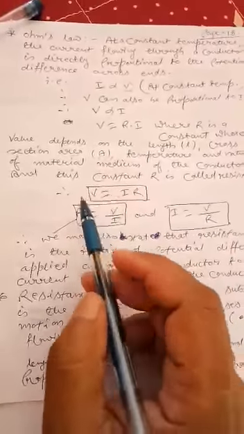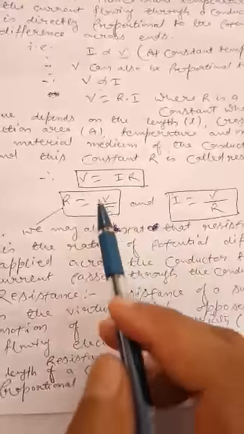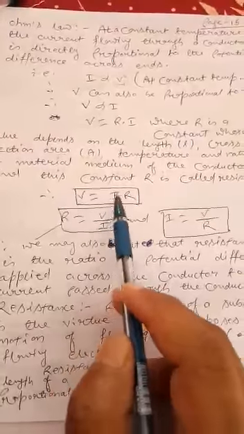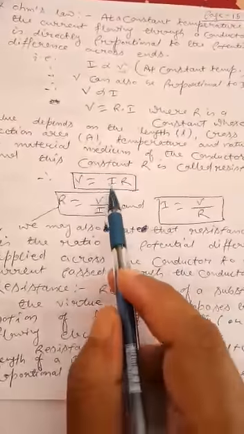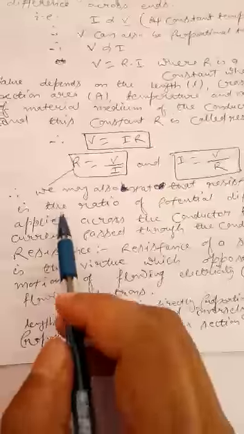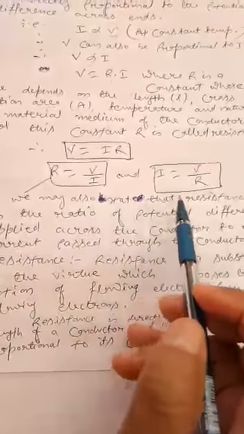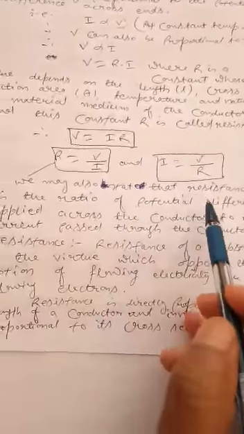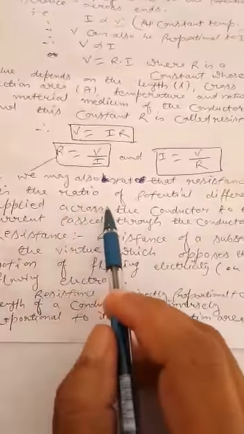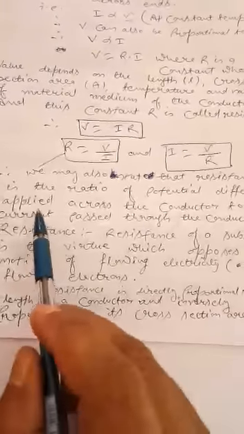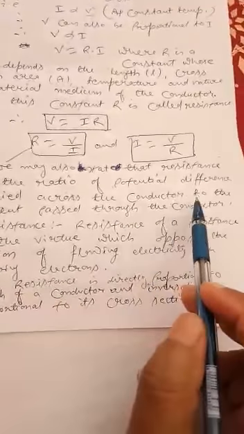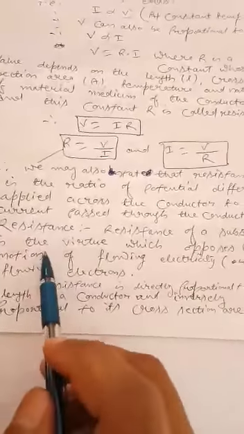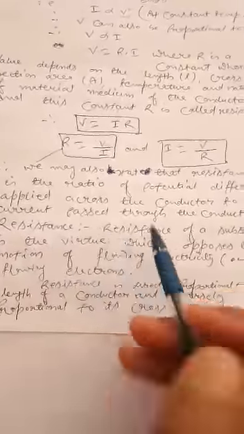So V is equal to I into R. If we make R the subject, then R is equal to V upon I, and if we make I the subject, then I is equal to V upon R. We may also state that resistance is the ratio of potential difference applied across the conductor to the current passed through the conductor. Dear students, we can define resistance like this.